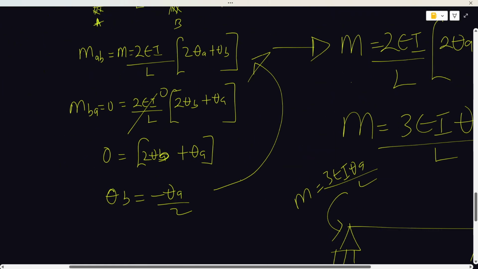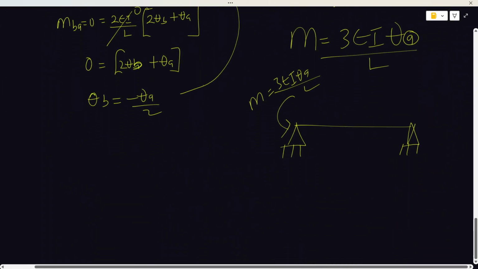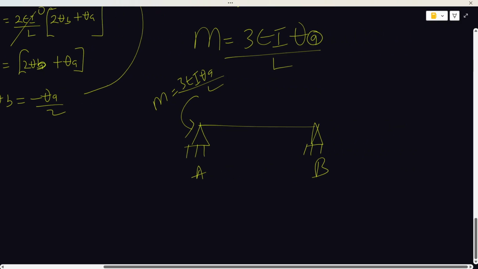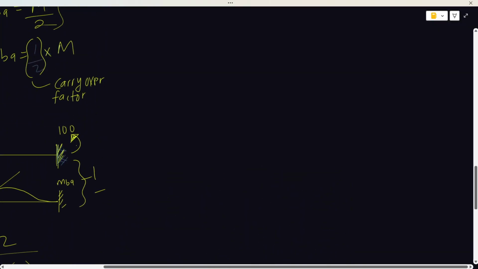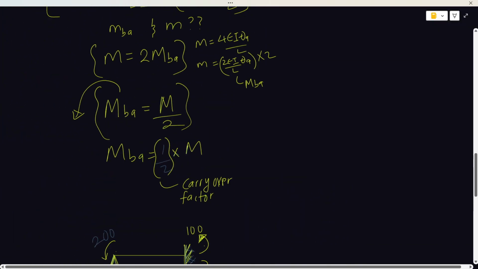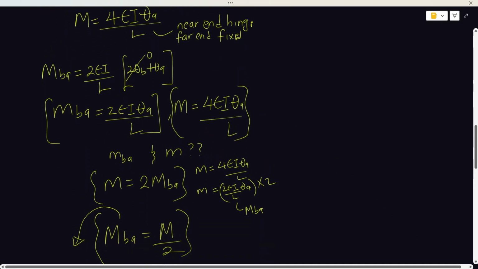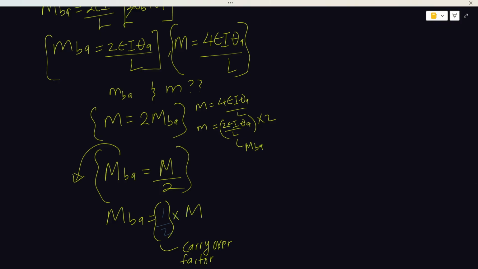Please follow me. Stay with me. So for this, if this is A and this is B, if the moment here at B is 0, then it means that there is not going to be a transfer of moment. Remember that in the first one, when we found MBA with the slope deflection equation, we saw that MBA was actually M divided by 2. So we could establish a relationship.